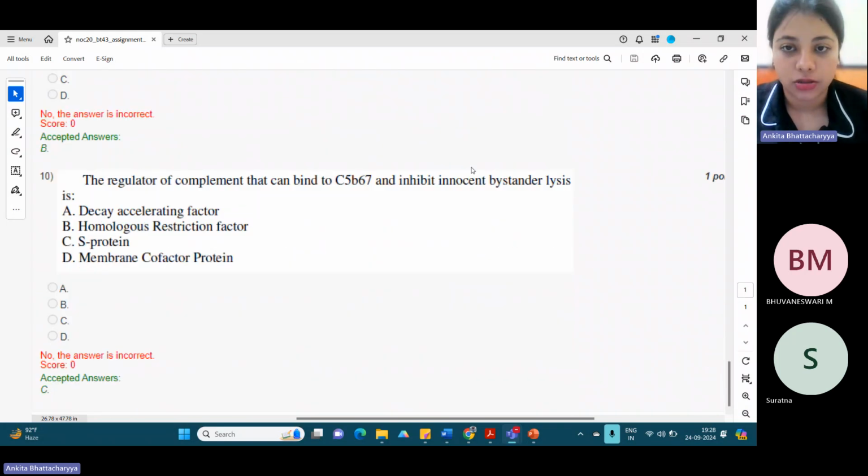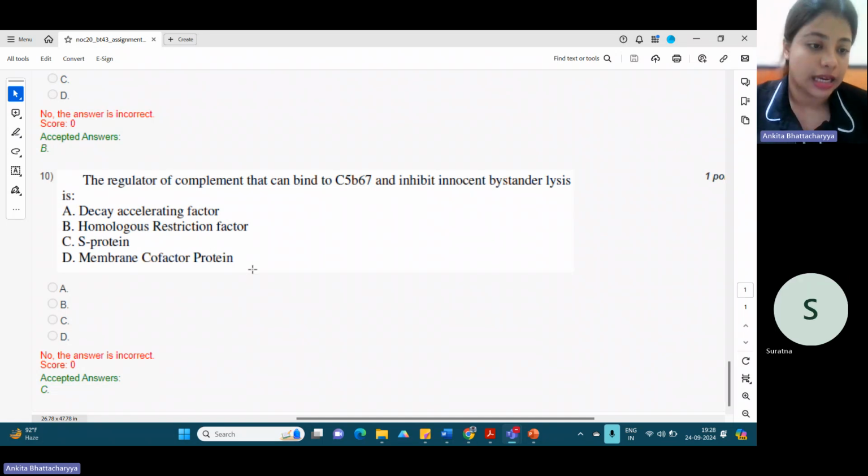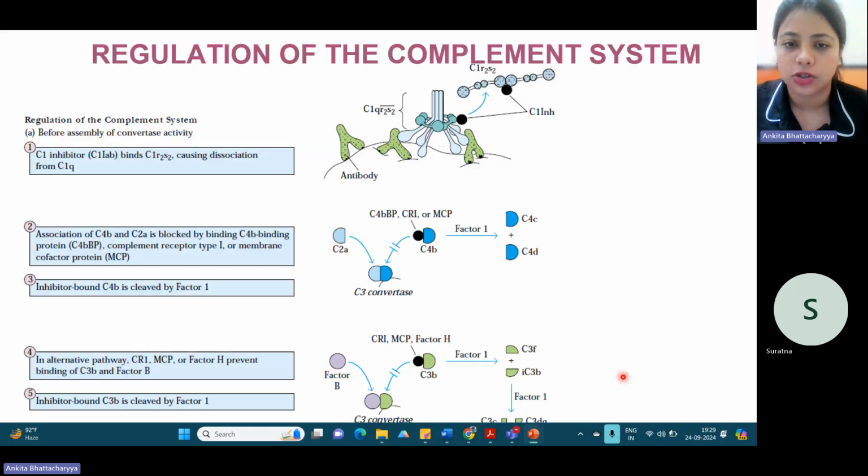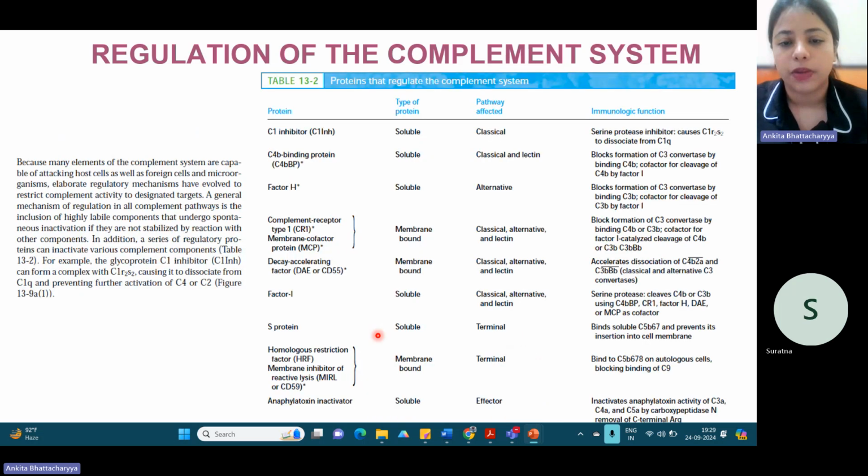And for the last question, which is about the regulator of the complement that can bind to C5b67 and inhibit innocent bystander lysis: is it decay accelerating factor, homologous restriction factor, S protein, or the membrane cofactor protein? So here it is option C, which is S protein. I don't think we have taken it up directly. Let's just go back to the slides. This is talking about regulators, right? I did not directly mention it, but yes, it is there in the slide.